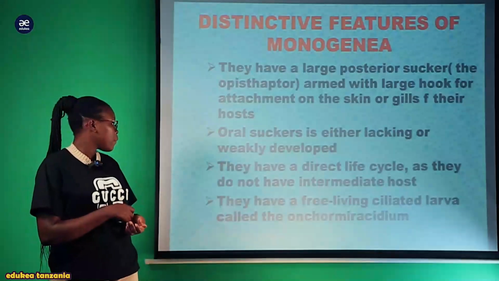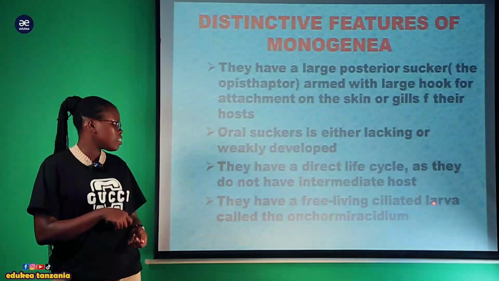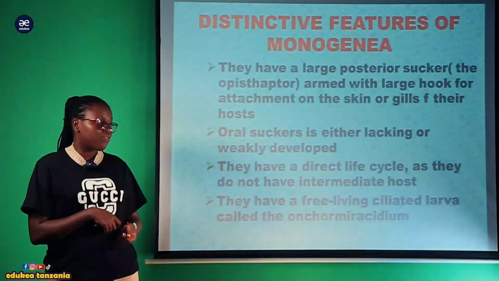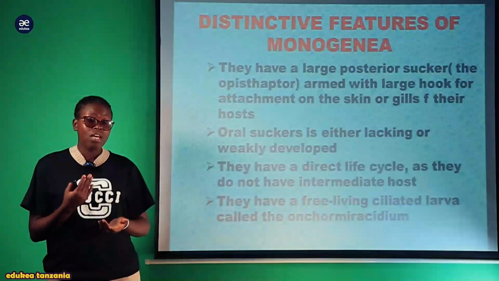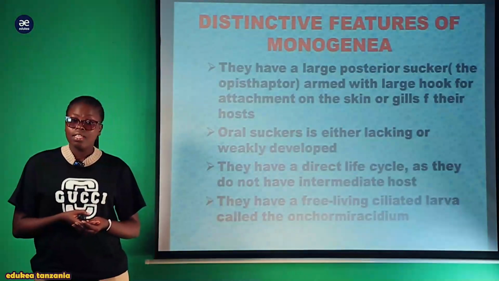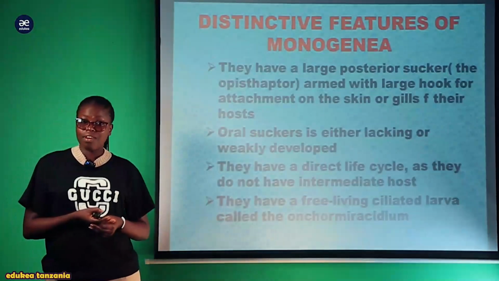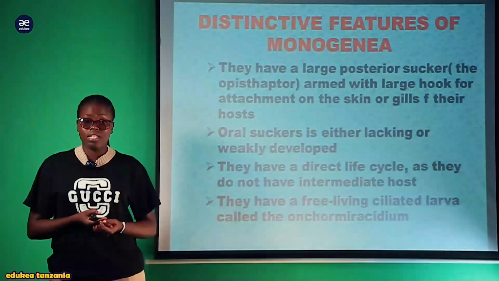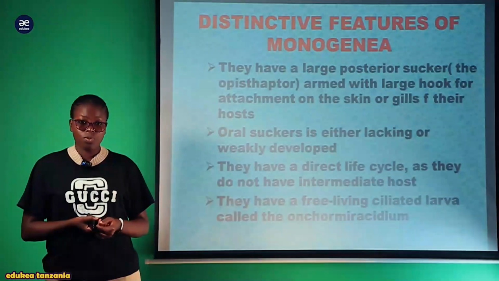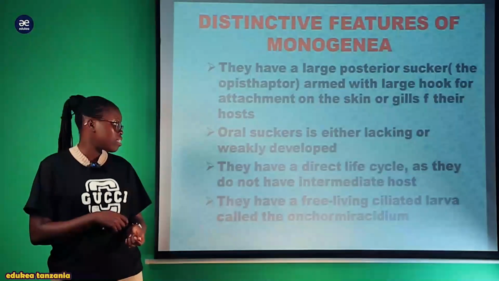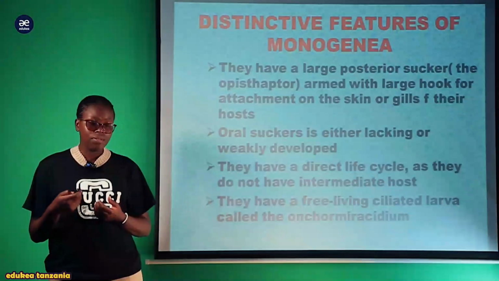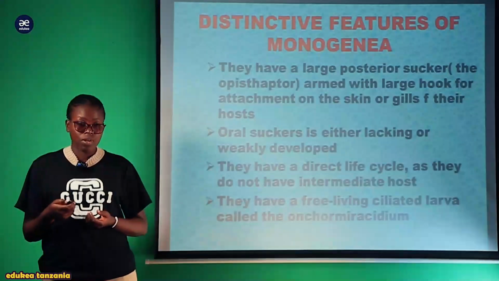Also they have a free-living ciliated larva called Oncomiracidium. This ciliated larva is very dangerous and is the one usually used to infect the host. They use the cilia for locomotion from one place to another.